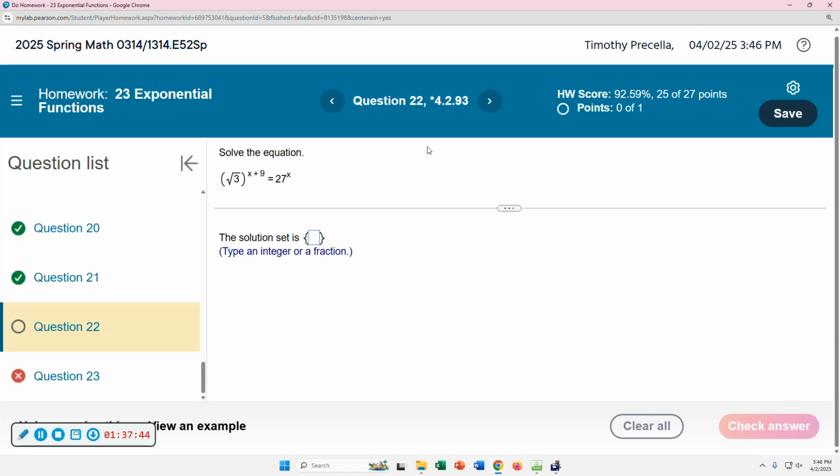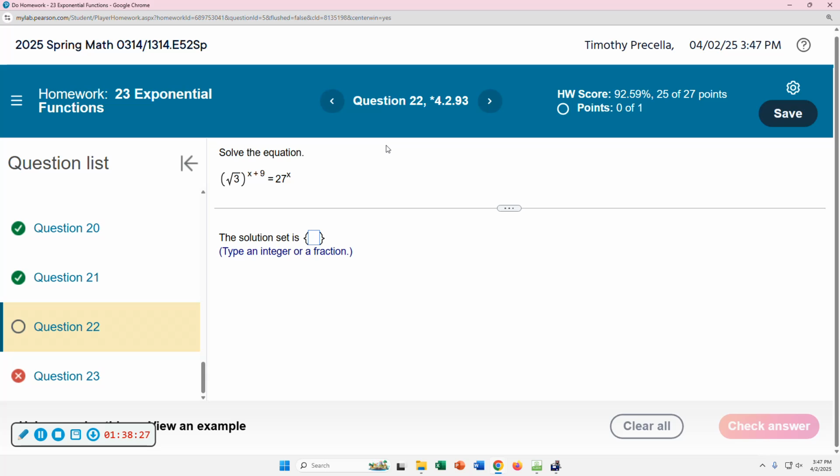We have the square root of 3, and we have an exponent of x plus 9 on the outside, equal to 27 to the power x. Well, the common base, what do y'all think the common base is going to be? Well, we have two bases, a 3 and a 27.